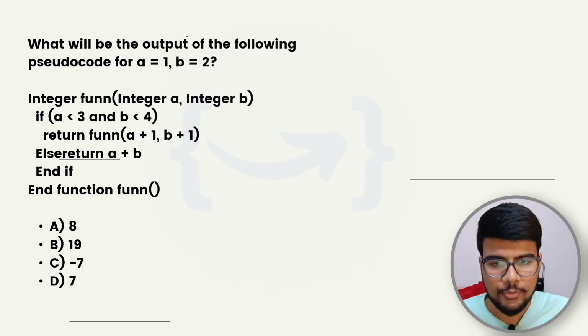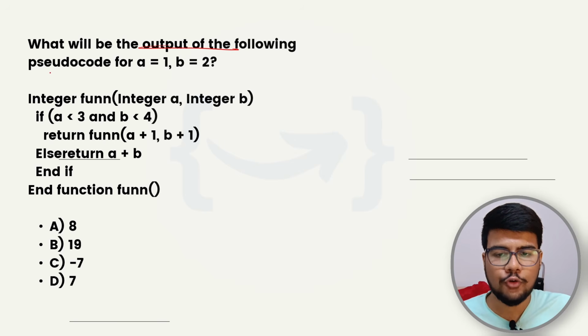Now, what will be the output of the following pseudocode for A equals 1, B equals 2?